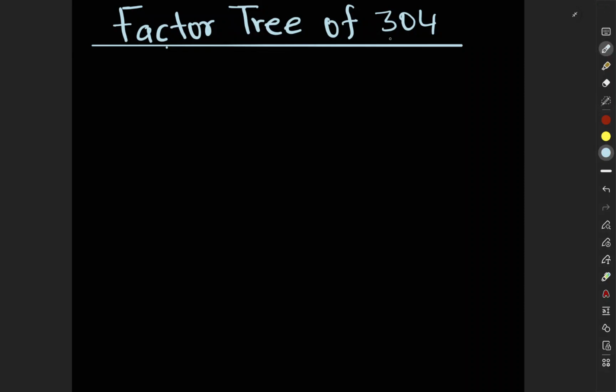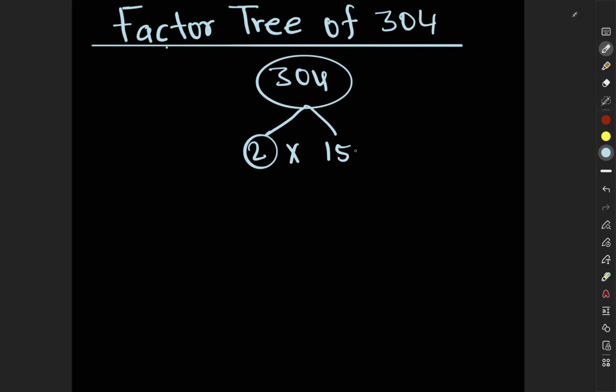Factor 3 of 304. So 304 can be written as 2 times 152. 2 times 152 means 304. 152 can be written as 2 times 76. 2 times 76 means 152.